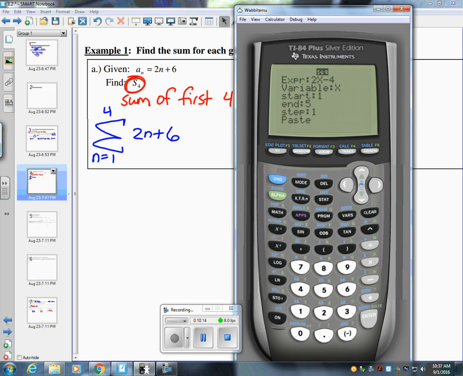Okay, so what you're going to type here is 2x plus 6, because on the top line, 2x plus 6. The variable is always x. You're going to start at 1. You're going to end at 4. And then that's always a 1. And then you press enter, enter, enter, and you should get 44. Did you? Okay. All right, did we get 44? Yes. Okay.